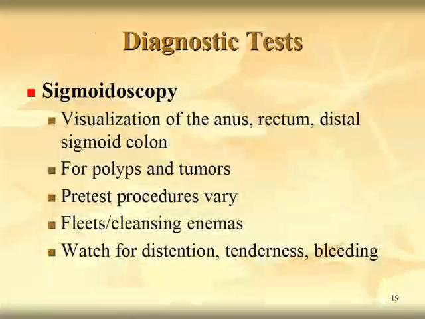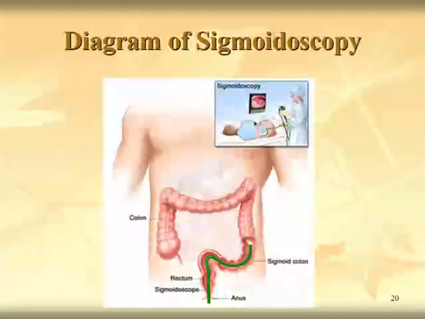Another commonly used diagnostic test is a sigmoidoscopy. This can visualize the anus, rectum, and distal sigmoid colon. It's used for polyp and tumor removal. The patient will have a Fleet's or cleansing enema before, and it's important to watch for distension, tenderness, or bleeding afterwards. Remember, if the patient did have polyps removed, the patient should be told not to do heavy lifting for 7 days and to avoid high fiber foods for about 1 or 2 days after this test. Here's a diagram of a sigmoidoscopy on a patient.